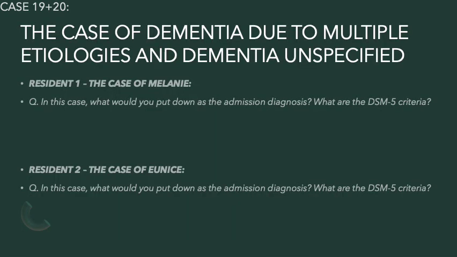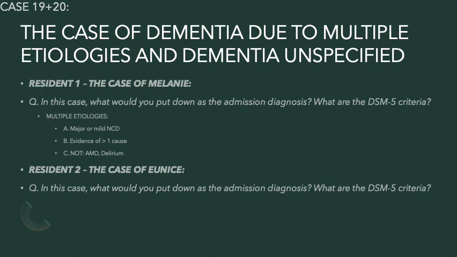So first we'll answer resident 1's question about Melanie. So in this case, what would you put down as the admission diagnosis? What are the DSM-5 criteria? So I would put down dementia due to multiple etiologies. Criteria are the presence of major or mild neurocognitive disorder and evidence of more than one cause, not due to another mental disorder or delirium.